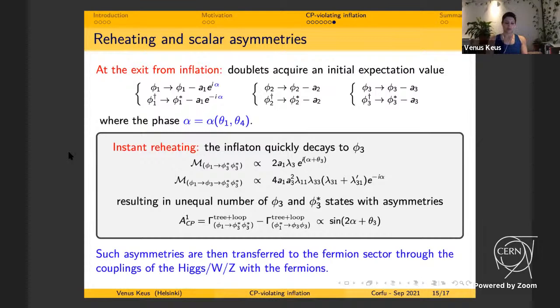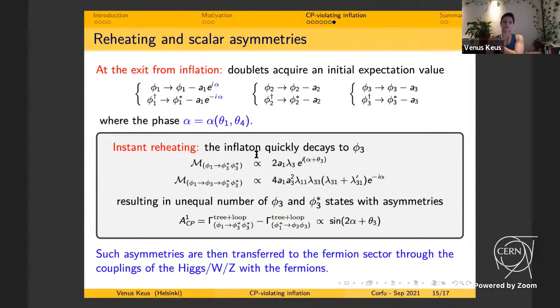I want to see if these new sources of CP violation, theta 1, which is basically coming from the scalar potential, and theta 4, which is coming from the complex coupling to gravity, can transfer this phase to the standard model particles. If you look at the exit from inflation, where the doublets acquire an initial expectation value, and you assume instant reheating, where the inflaton basically decays quickly to phi 3, the field that is going to be your standard model Higgs-like field.